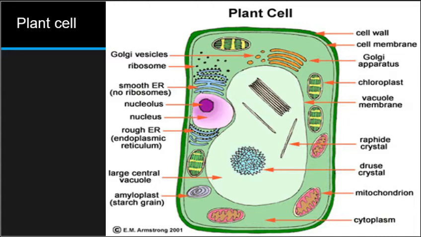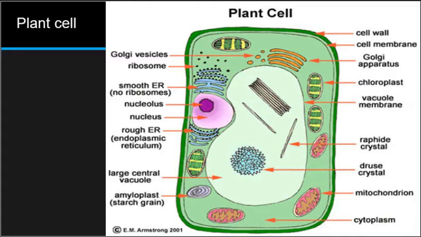So if I asked you what are the main differences between plant cells and animal cells, what would you say? Cell wall. And then the thing in the middle. Large central vacuole. Large central vacuole and chloroplasts. Yeah, chloroplasts. There is this weird thing right here called a starch grain, called an amyloplast. Let's not worry about that right now. These crystal things, we're not going to worry about those either. Raphide crystals. We don't care about those right now.